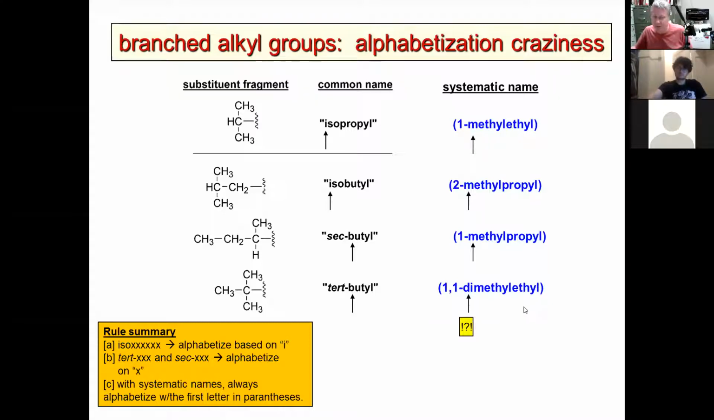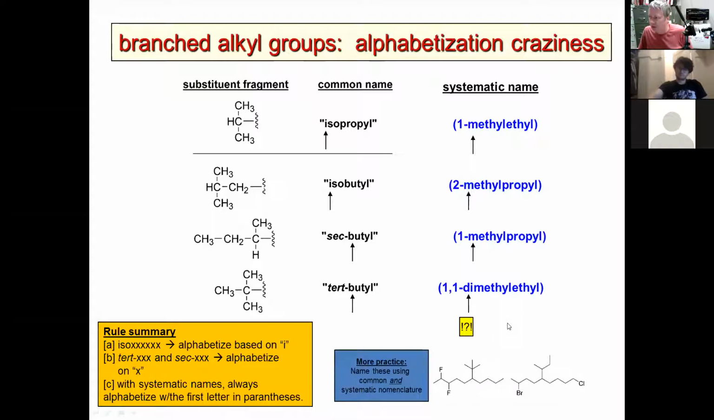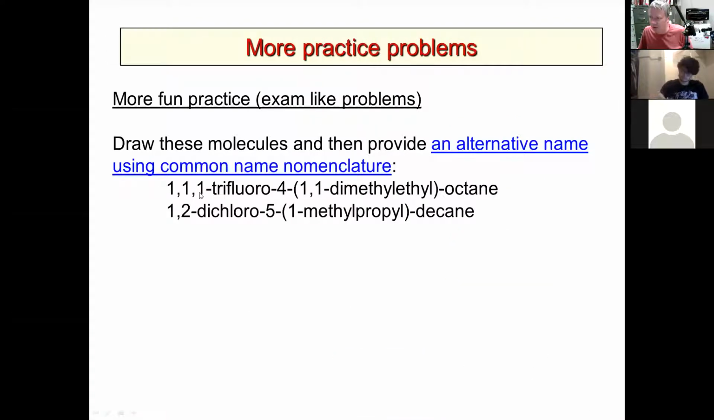I'm gonna just try two of these practice problems real quick. I'm gonna do one of these ones, which are draw the molecule and provide an alternate name. Okay, so I'm going to switch to my webcam. You might want to write this down: 1,1,1-trifluoro 4,1,1-dimethyl ethyl octane. Write that down on your paper, top one, all right? I'm going to switch to my other webcam, and I'll write it down again also.